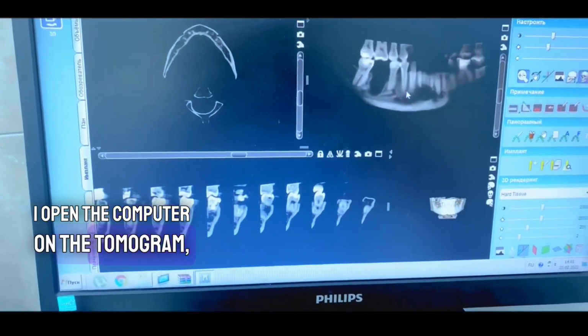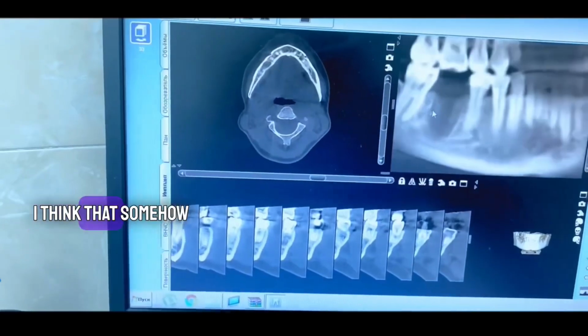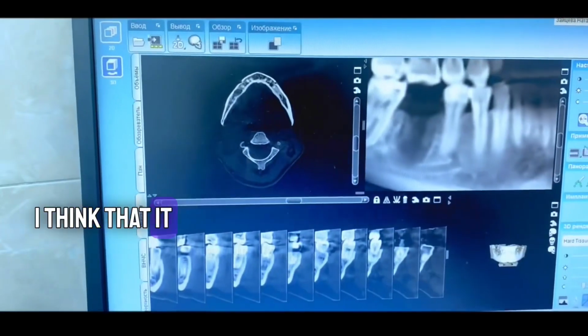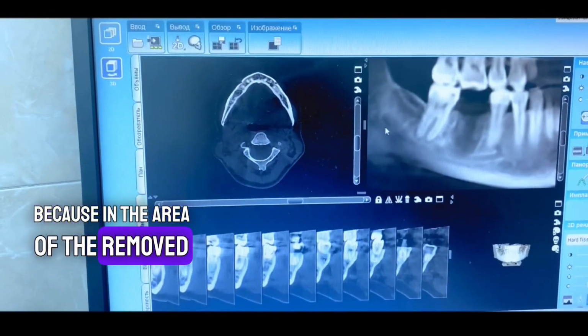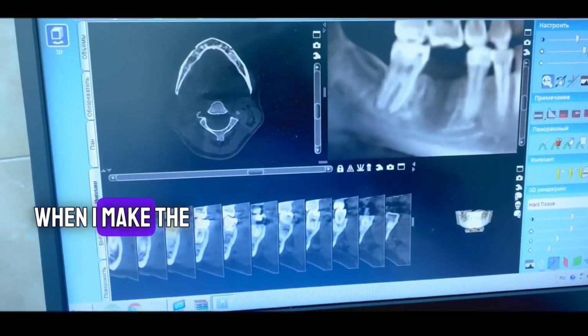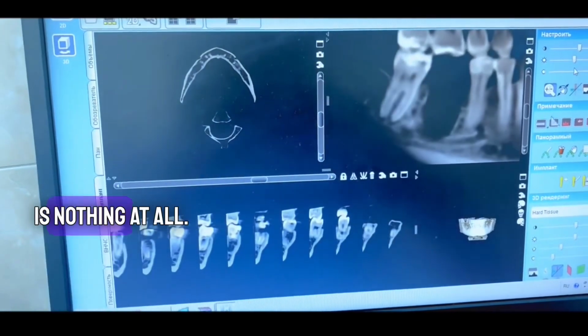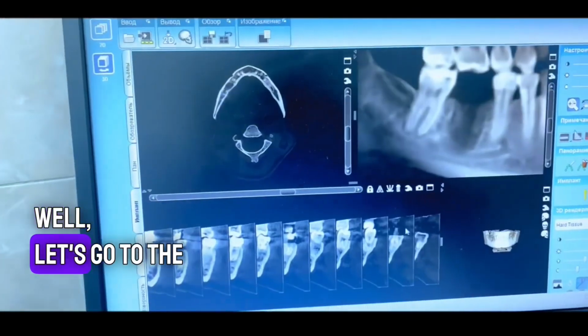I open the computer on the tomogram, look at the parameters. I think that somehow it all doesn't look very good. I think that it may be something from the category of some mature bone tissue, because in the area of the removed 8th tooth, everything is great. When I make the contrast, I see that there is nothing at all. This is a sign of emptiness. Well, let's go to the implantation.